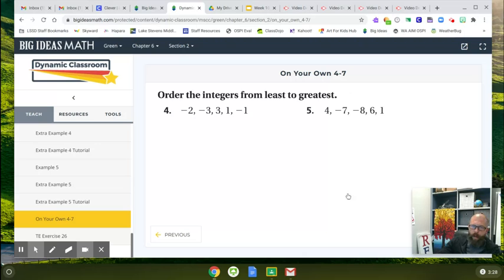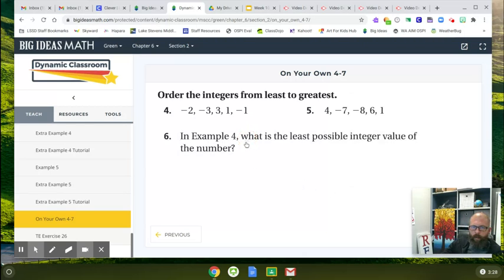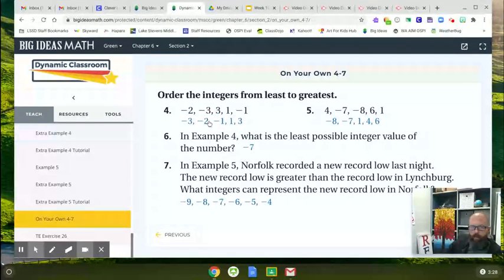Okay, now that you're back, do not worry about 6 and 7. We're just going to look at the answers for 4 and 5. So hopefully you got negative 3, negative 2, negative 1, 1, 3. That's least to greatest. Negative 8, negative 7, 1, 4, 6. Least to greatest. All right, that's it for chapter 6.2.